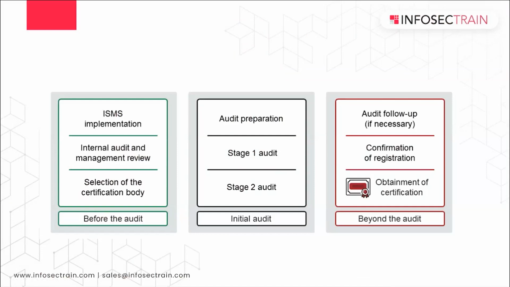Now, let's first understand what a certification process is. A certification process means that an organization which has implemented ISO 27001, on the basis of its ISMS, that is its Information Security Management System, can approach a certification body to get itself audited.